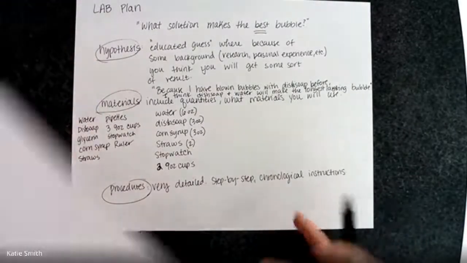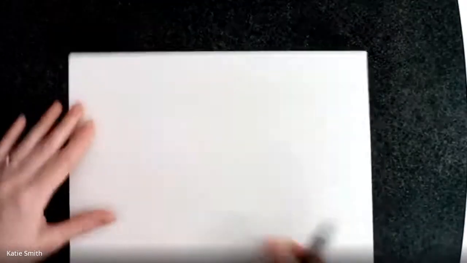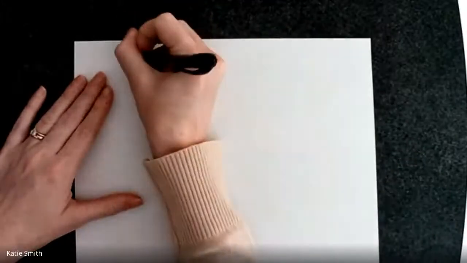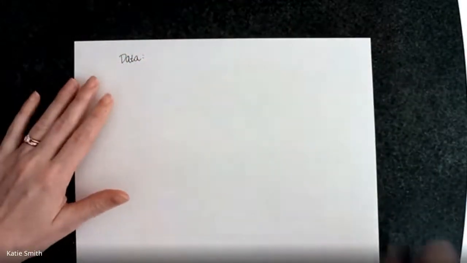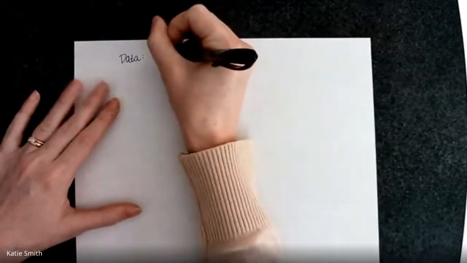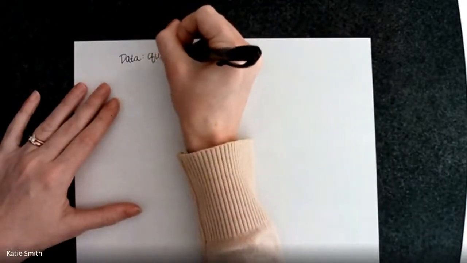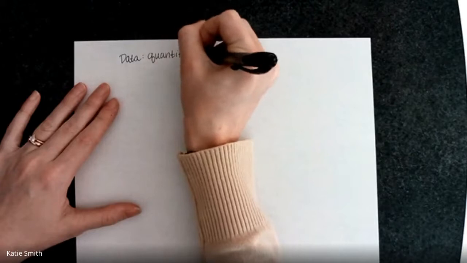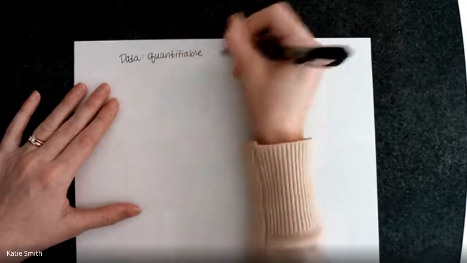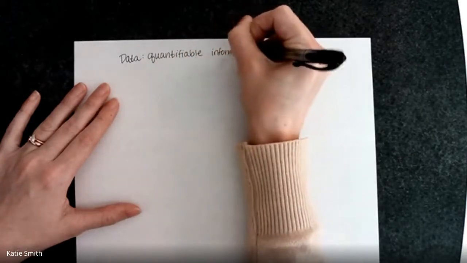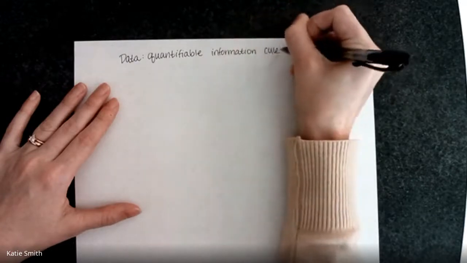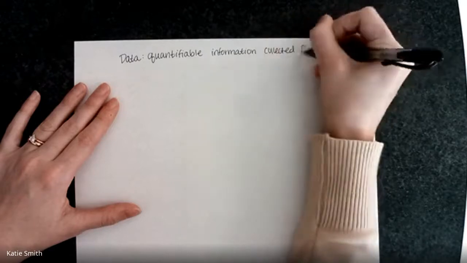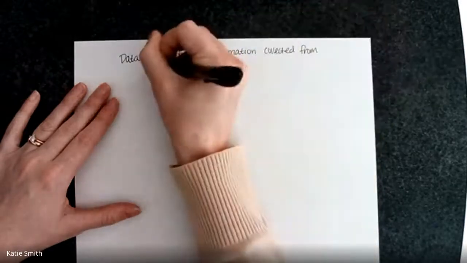And then going on from procedures, there is the data. So data is the quantifiable information collected from an experiment.